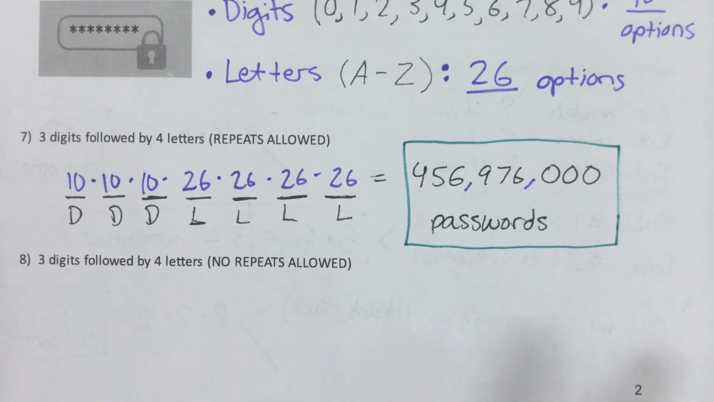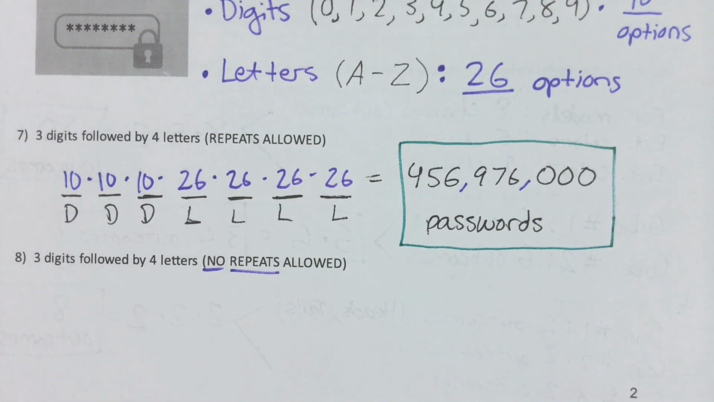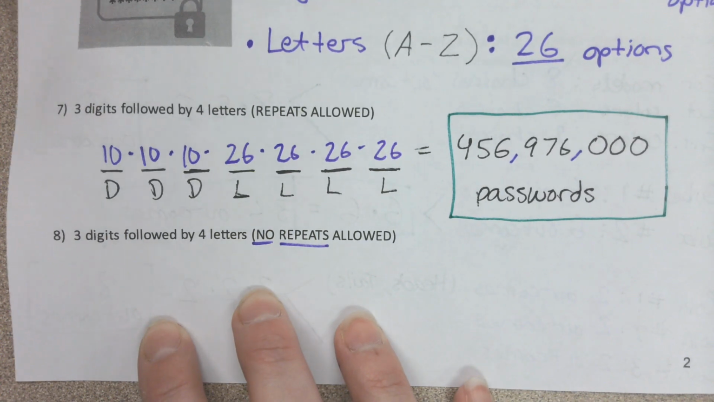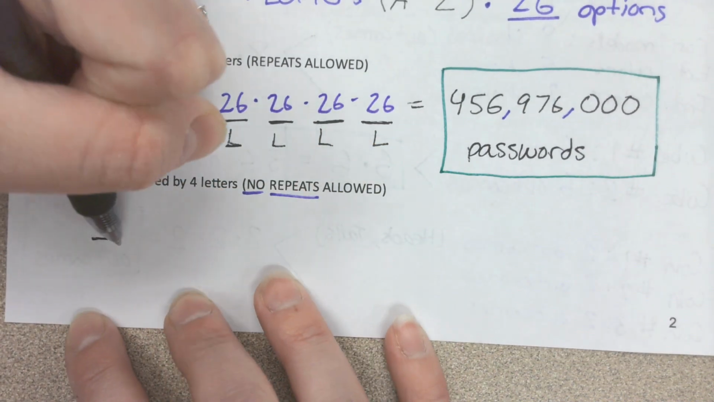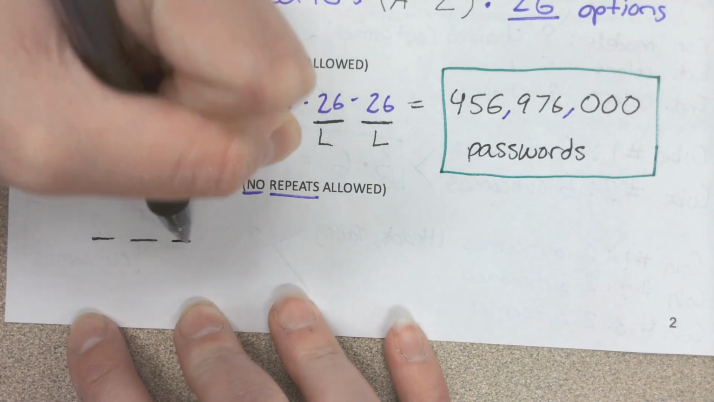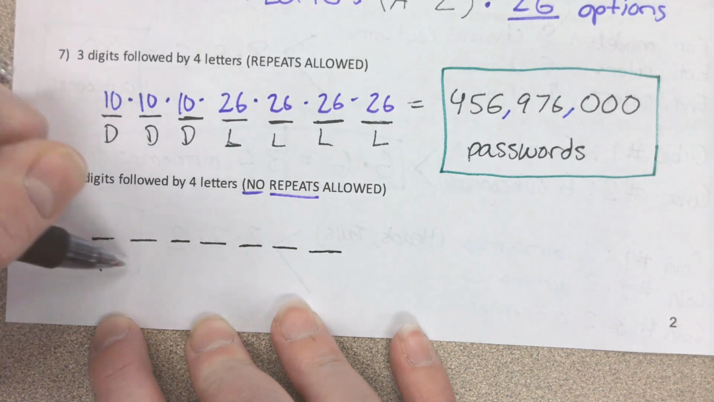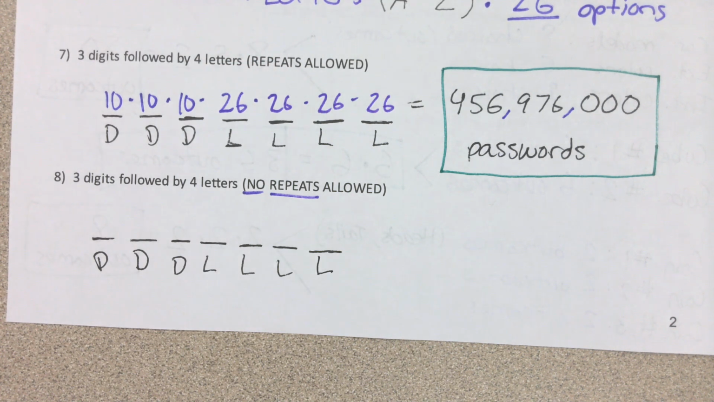For number 8, we have the same criteria except no repeats allowed. Let's see how that changes our number. The other criteria is exactly the same, 3 digits, 4 letters. So I'm going to set up the same template, 7 blanks. First 3 are digits. Back 4 are letters.